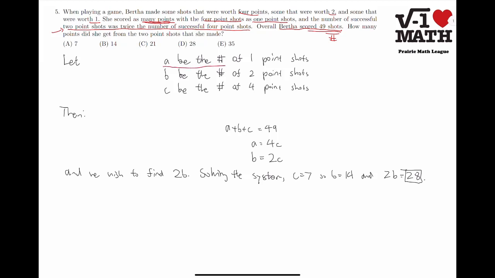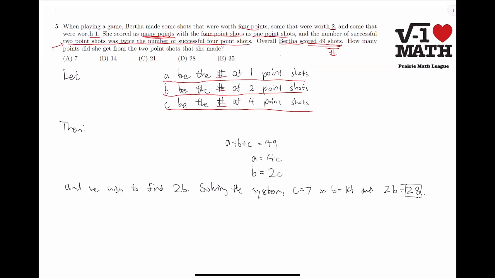Let A be the number of 1-point shots, B be the number of 2-point shots, and C be the number of 4-point shots. Notice we're referring to number and not the points. Then basically what the problem is saying is, overall she scored 49 shots, so A plus B plus C is 49. Since the point worth with the 4-point shots is equal to the point worth of the 1-point shot, we have this equation. This is the 1-point shots, and these are the points from the 4-point shots.